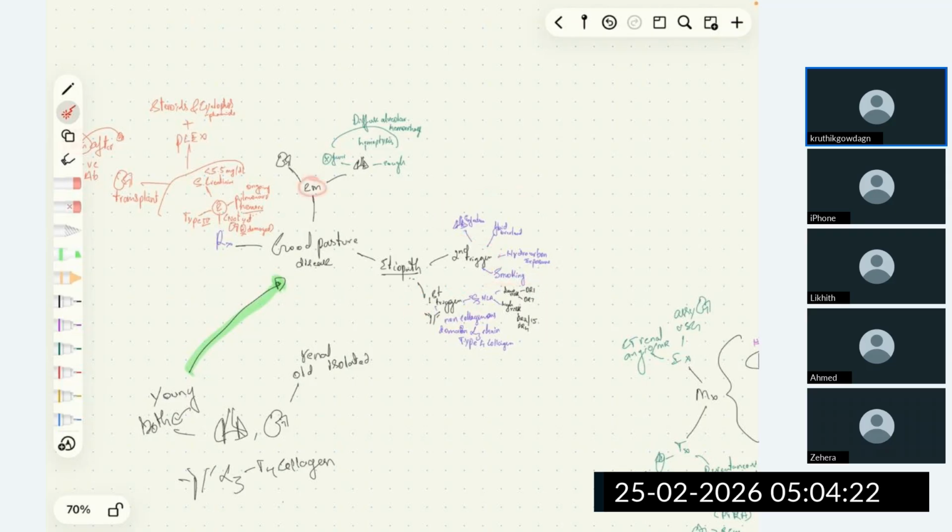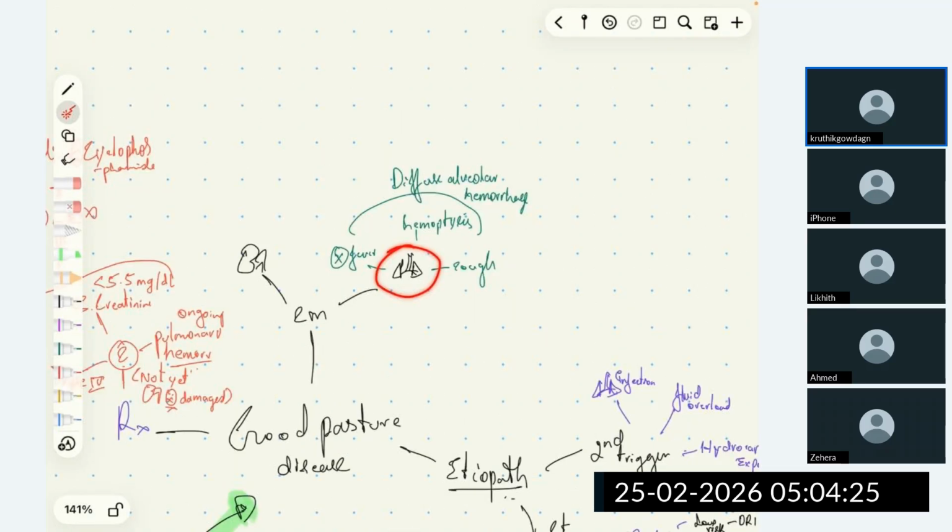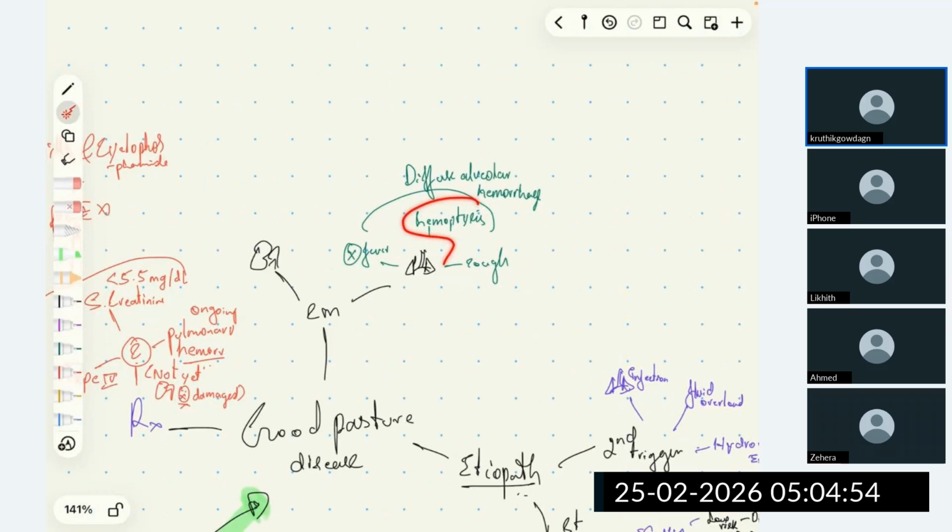The clinical manifestations are pulmonary manifestations and renal manifestations. Pulmonary manifestations: patients present with hemoptysis and cough without fever. This is due to diffuse alveolar hemorrhage. Diffuse alveolar hemorrhage obviously will lead on to hemoptysis and associated cough. It is characteristic to note that fever is not associated with this kind of cough and hemoptysis, which helps you in differentiating it from other diseases.